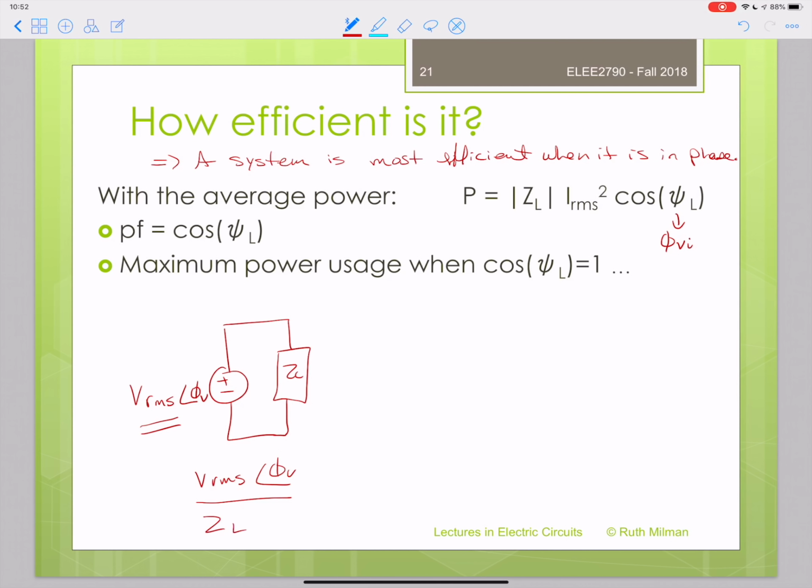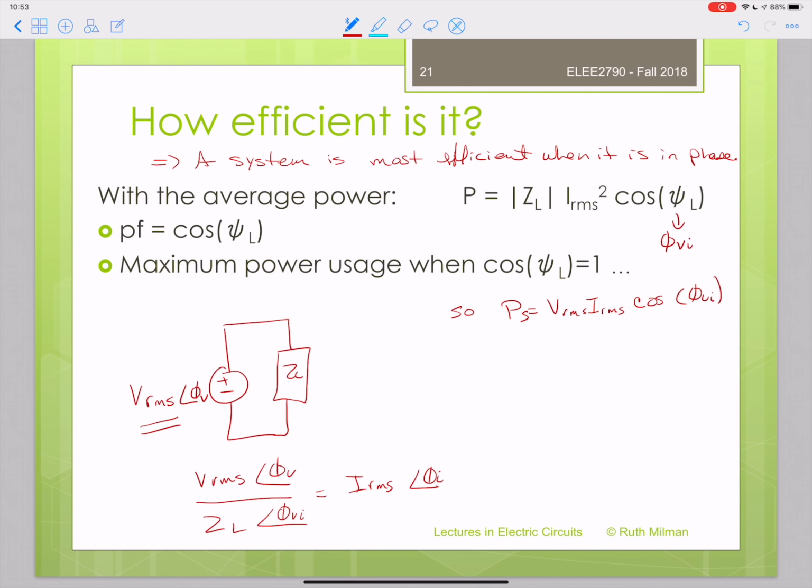divided by the load at an angle of phi ZL is equal to I RMS at an angle of phi I. So you've got your phase shift of your voltage, your phase shift of your current, and of course the difference between them is going to be exactly what the complex impedance angle of your load is going to be. So what does that tell us? We're going to know that in your source, you have V RMS, I RMS times the cosine of that angle between them as the power that is going to be seen from the voltage current relationship.